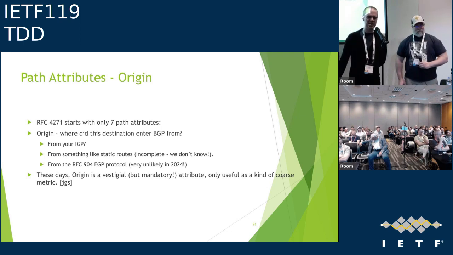BGP in the base spec has just 7 path attributes. They're very simple, especially because a bunch of them are vestigial. For example, origin just has 3 possible values. It could be from the IGP. It could be from the EGP protocol, believe it or not. And it could be incomplete, which means, I don't know. So this attribute is almost completely vestigial.